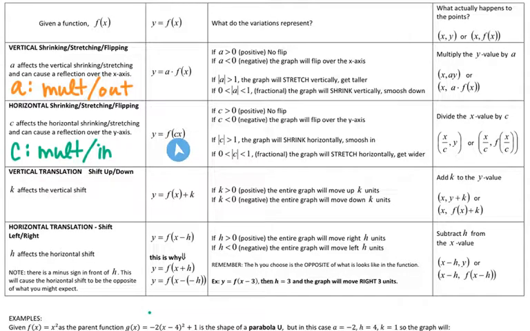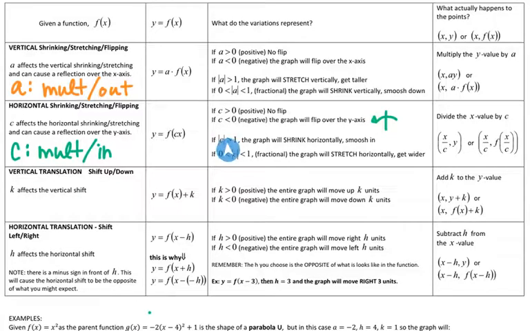We also know when things are horizontal that it's going to behave the opposite of the way we think. So we think, hey, this number is in the bars with X. X is bad. It's always going to do the opposite. The only thing that doesn't go along with that is the flipping. So if we multiply by a positive, there's no flip. If we multiply by a negative, the graph reflects across the y-axis.